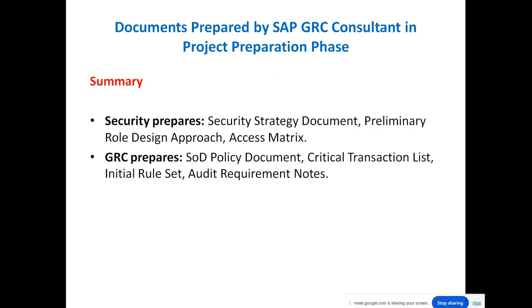Okay, now the summary, the summary I'm giving now. The security people, what they have to prepare: security strategy document, preliminary role design approach, access matrix, role matrix and everything. GRC SOD policy document, critical transaction code list, initial rule setup, audit requirement. The same thing I just mentioned in the summary.